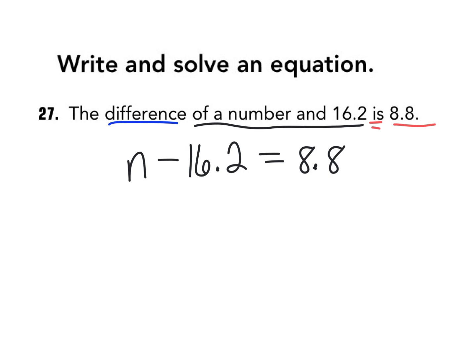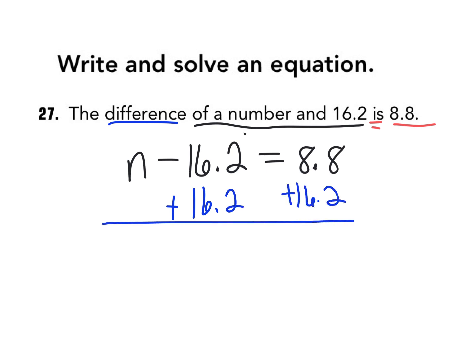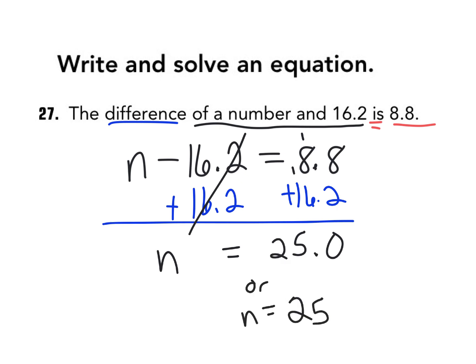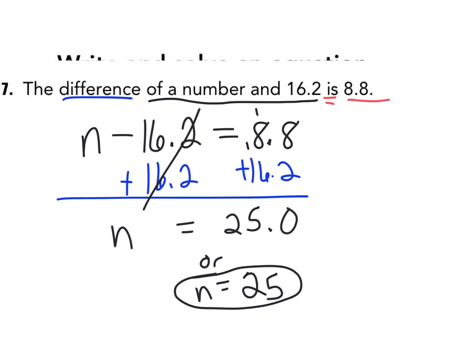So to solve this, they're subtracting. We need to add 16.2 on both sides. When you add those together, you get 25 and 0/10, which is the same as 25. And once again, we could put that back in the equation and see if it works. For time's sake, I'm not going to go through that process.